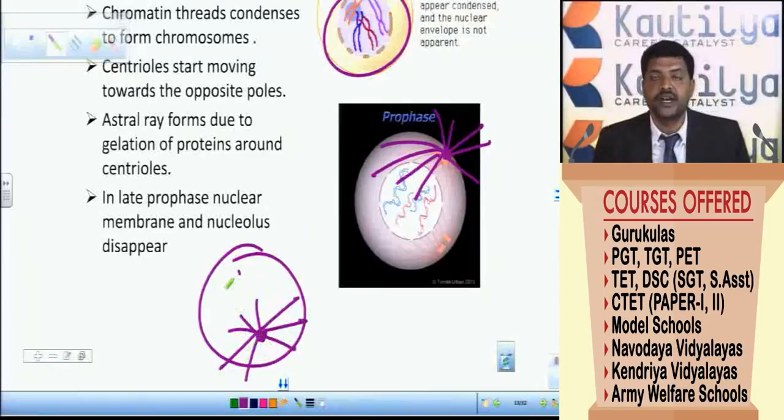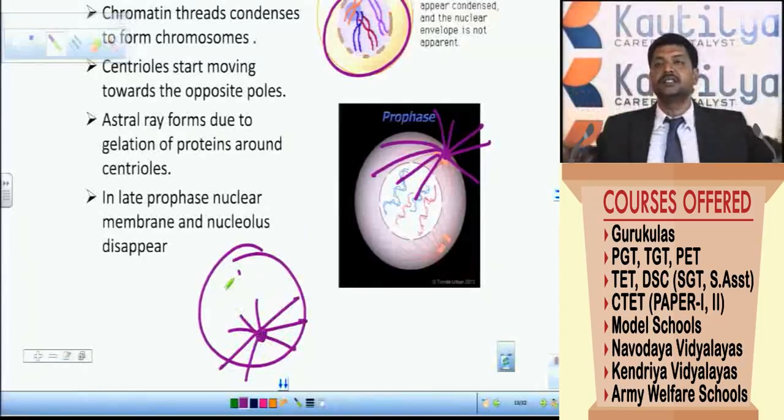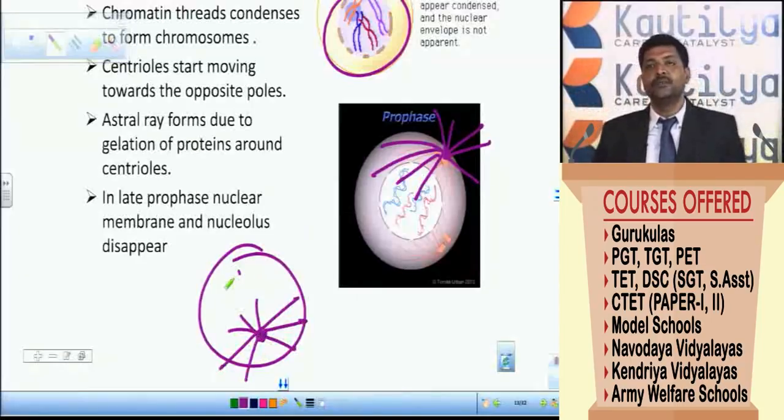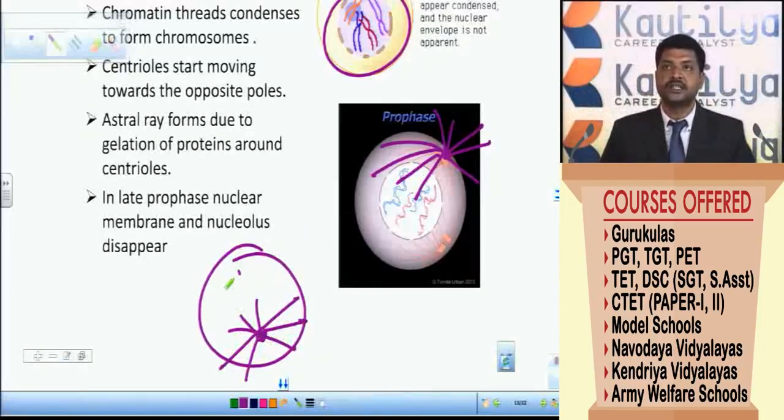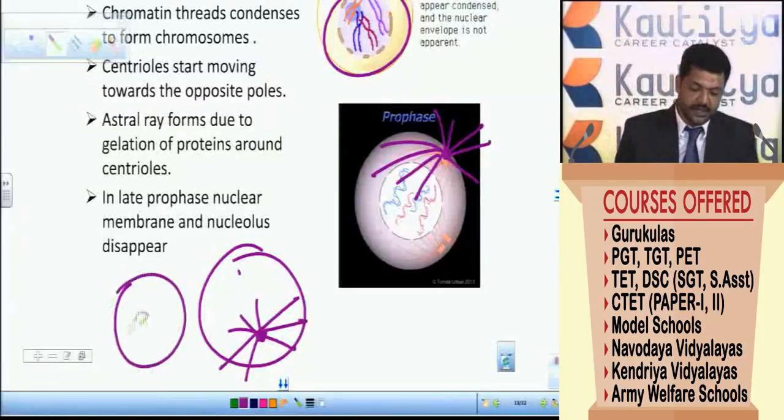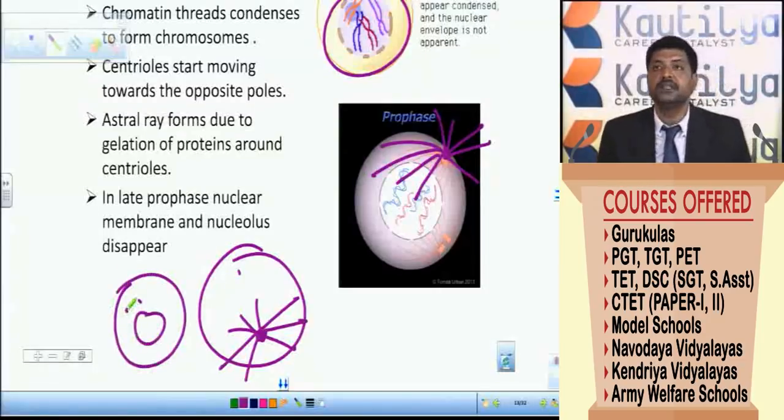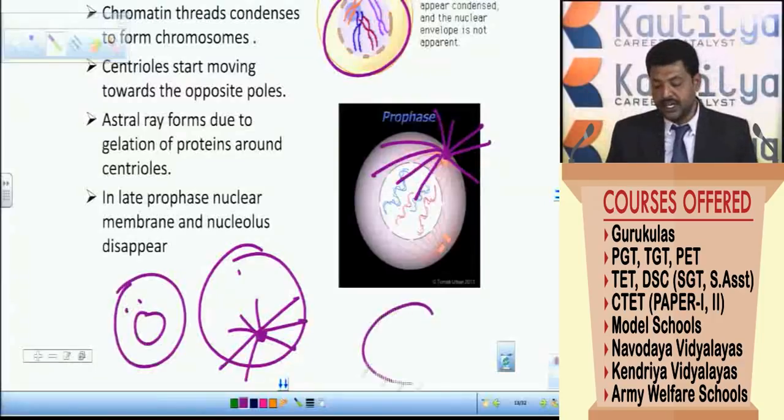This kind of spindle fibers which appears in an astral array is called astral spindle fibers, a feature of animal cells. Astral spindle fibers are not seen in plant cells, so they are called anastral spindle fibers. Spindle fibers are formed from the centrioles, which are constant structures above the nucleus in animal cells. Centrioles are not present in plant cells.